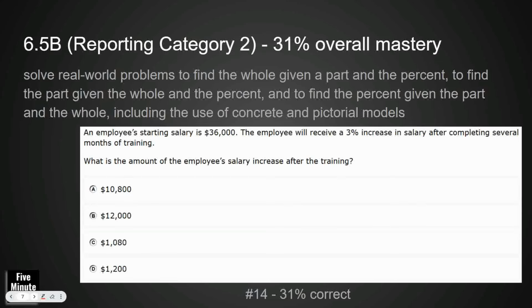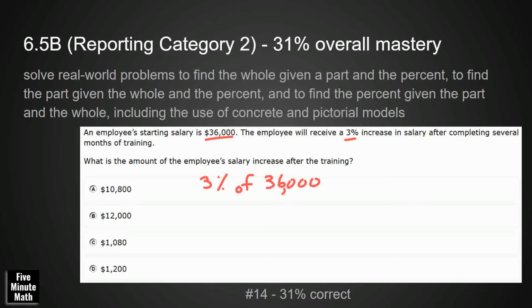6.5b is next. We had 31% overall mastery, solving real-world problems, given the whole and a part in a percent, finding the whole, or finding the part given a whole and a percent, and so on. Okay, so we have an employee starting salary of 36,000 with a 3% increase. Well, we need to find 3% of 36,000. All right, there's a few ways we can do that.